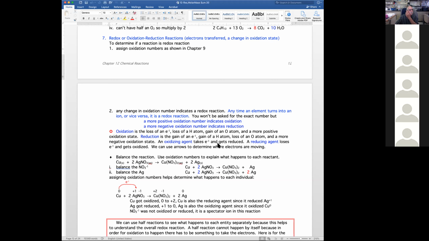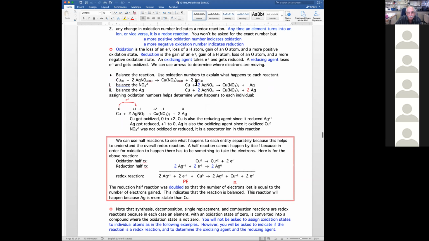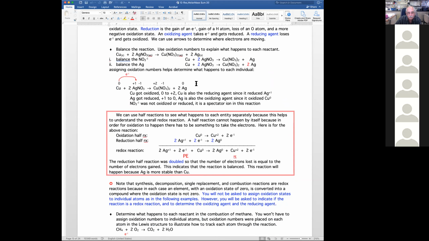So anyway, we might go back to chapter 9 to review all the stuff about assigning oxidation numbers. And so here's some more practice with that.